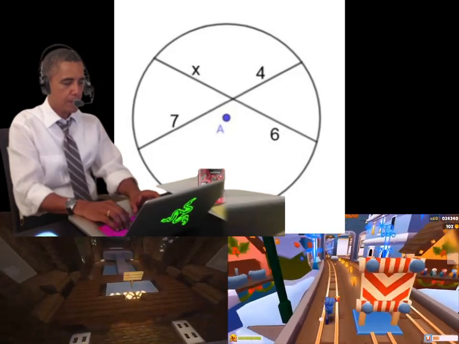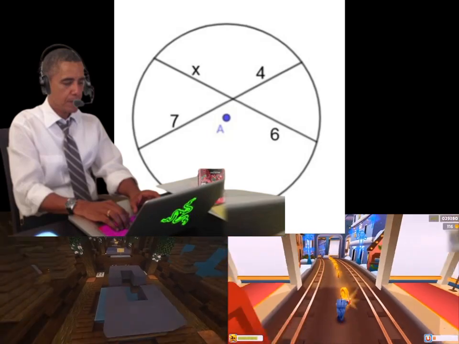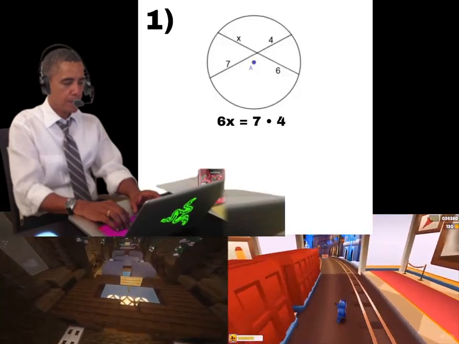In this problem, we can see that these two chords intersect, meaning that 6 times x equals 7 times 4. This means that we can set this up as an algebra equation by doing 6x equals 7 times 4.